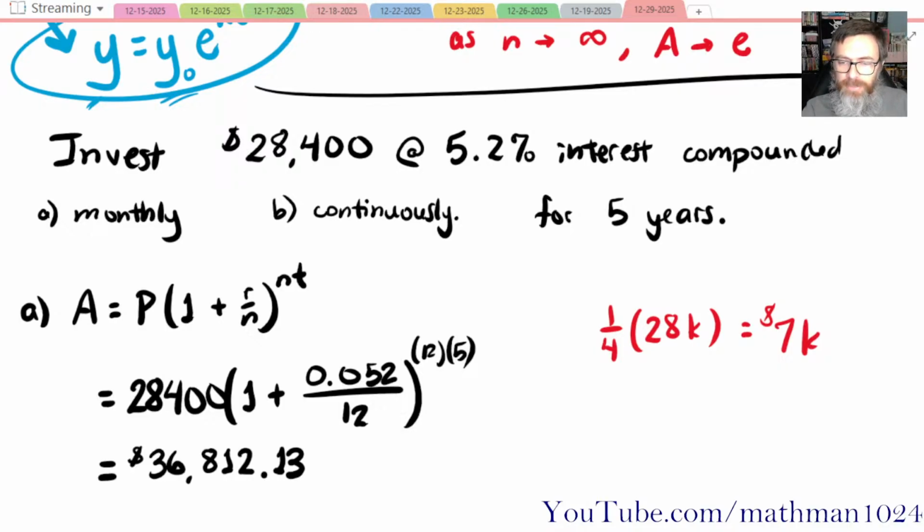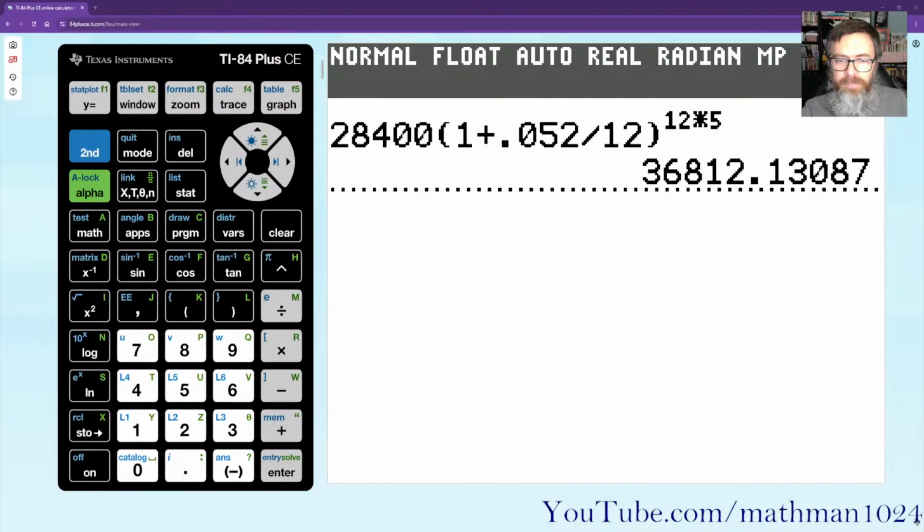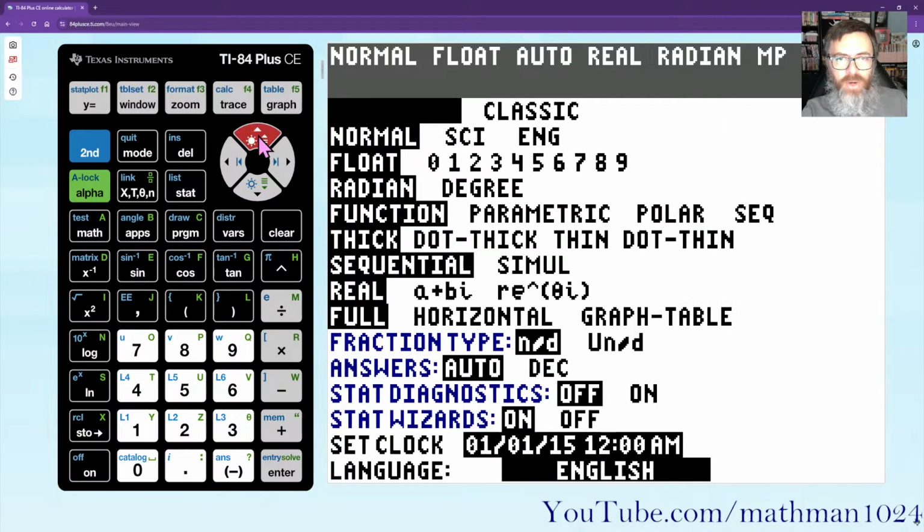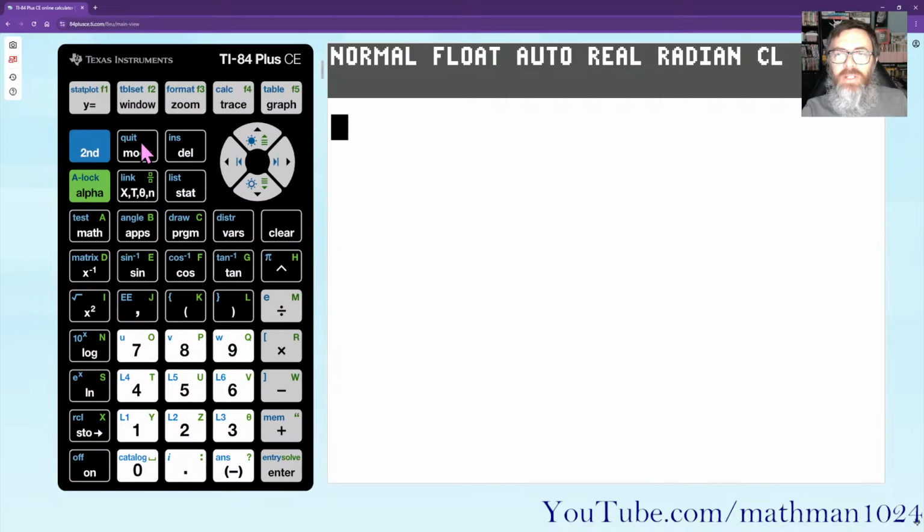Now, let me go back here. I want you to be careful. I'm going to change the mode here. So instead of math print, it's classic. This classic mode is also what you would see if you were using one of those other scientific calculators that has a two-line display.